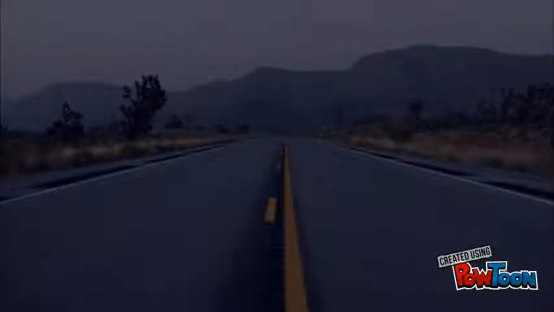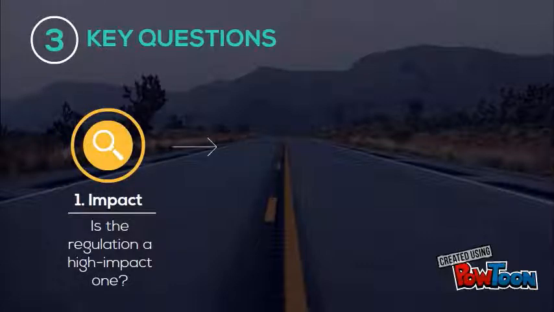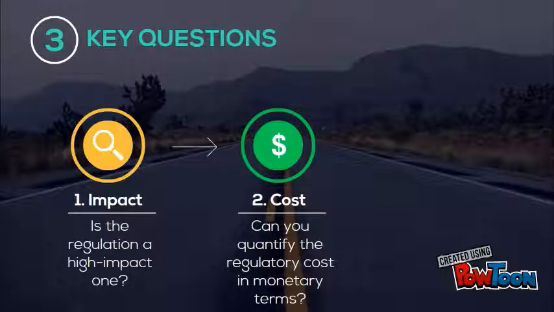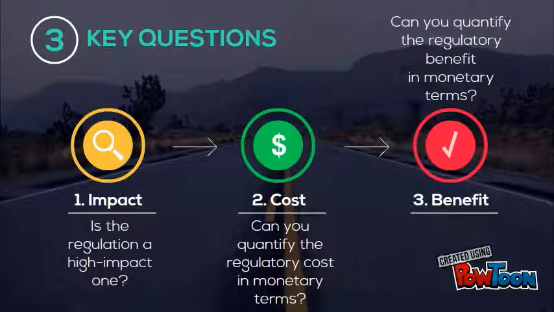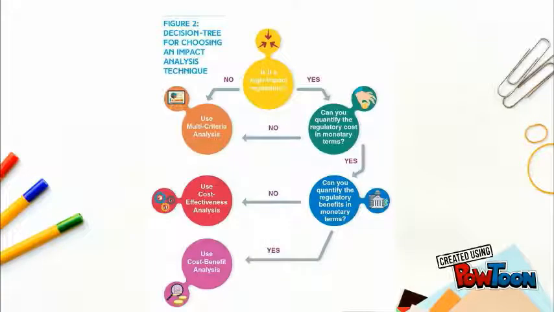How should we decide which technique to use when we evaluate our regulatory options? There are 3 key questions to keep in mind. These 3 questions form a decision tree. Let's go through it using one of our earlier examples.